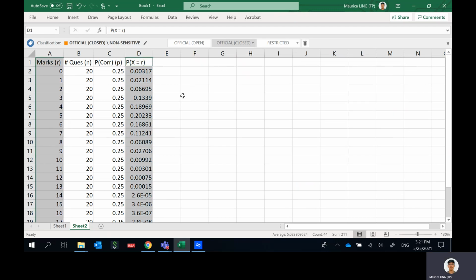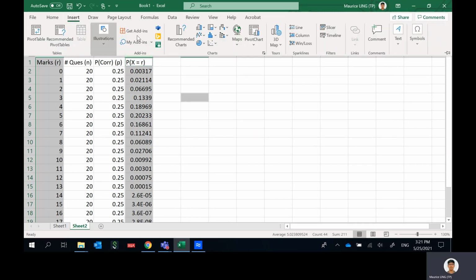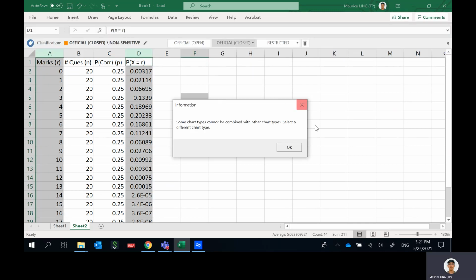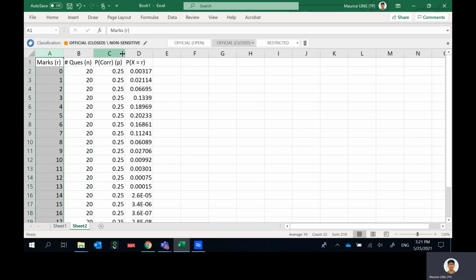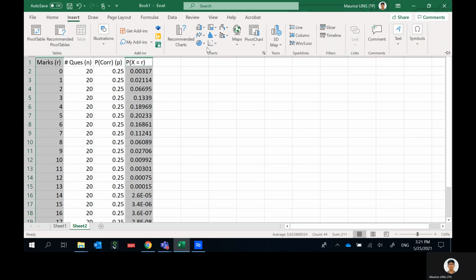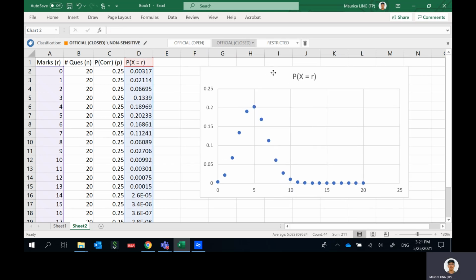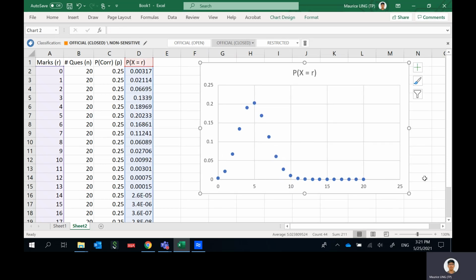Okay, hold on. Press Control, select A and D. Make sure you select in the correct order. You select D and A, then the X and Y axis become opposite. So insert scatter plot. So it means that if you look at here, on average, you will get about 5 marks. The highest probability, about 20%, you'll get 5 marks.